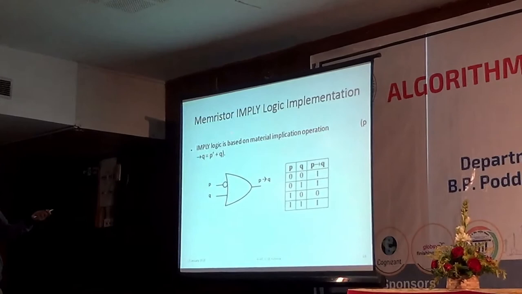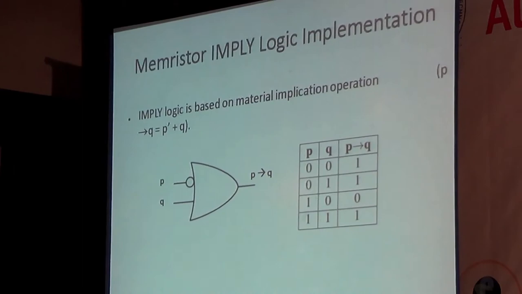Well, first let's look at Imply. So what is the Imply operation? If you have studied switching theory or logic, you know that P implies Q means P bar or Q. So, in terms of the gate representation, you can represent the imply operation like this: P bar or Q. And with respect to the truth table of the imply, it will be this.